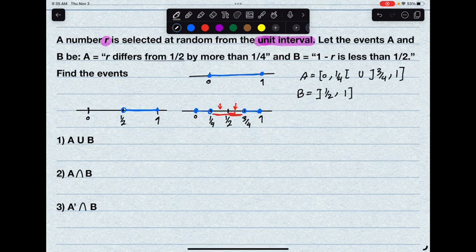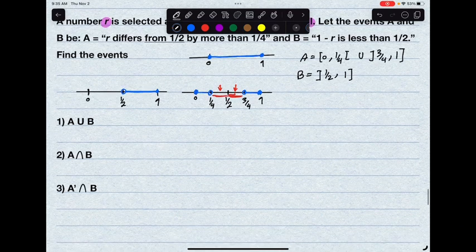Now we found both events A and B, and we can talk about these three parts. The first one is, what is A union B? A union B means all the elements which belong to at least one of these sets, A or B. That means we put all the elements in A and B in just one set, and it gives us A union B.